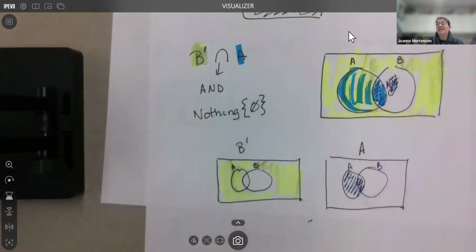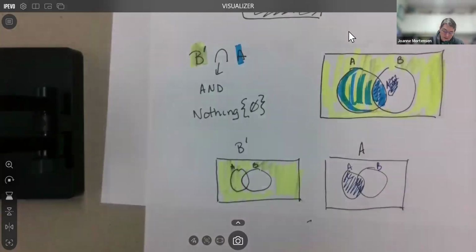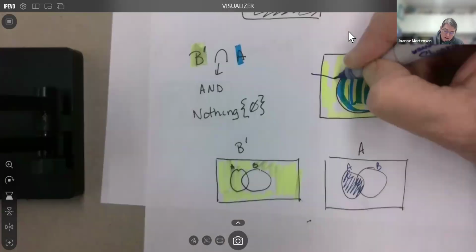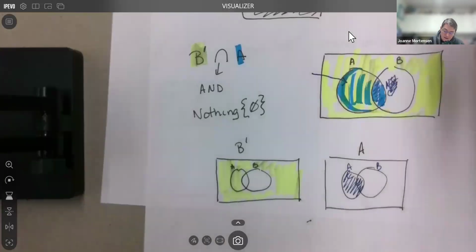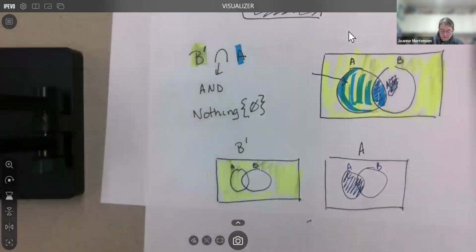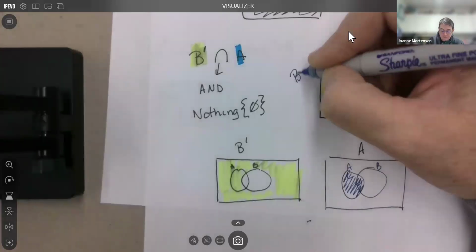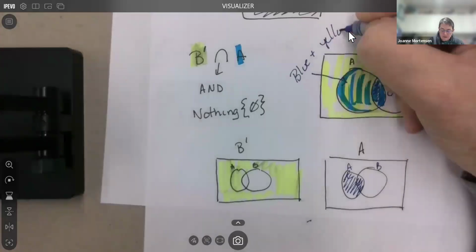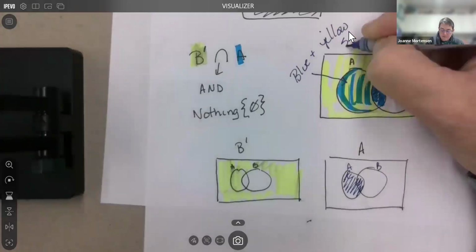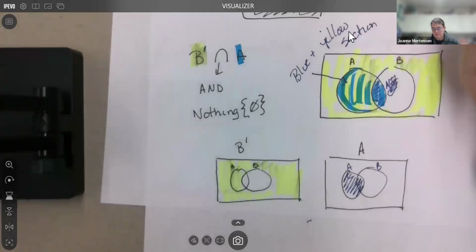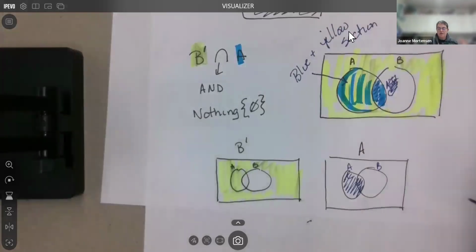Yeah, this is definitely going to be the end of the video. If this is my answer, I would say it is the blue and yellow section. Okay. Not that part there, just the C part on the edge.